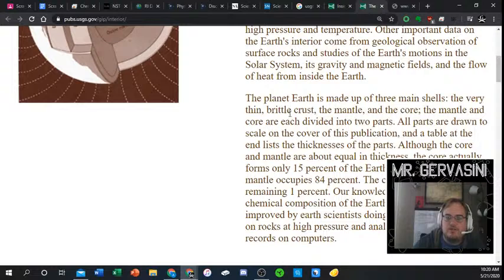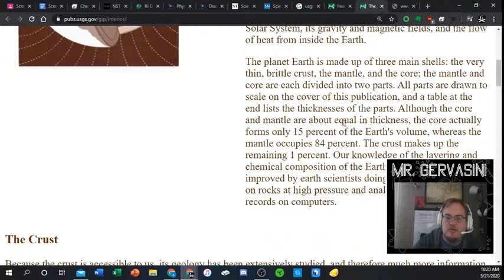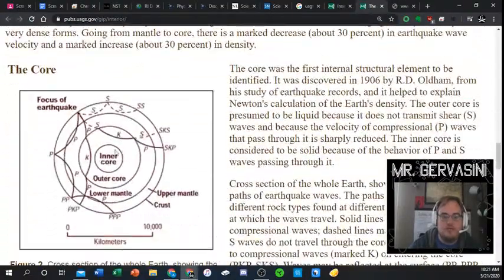3 main shells, very thin, brittle across the mantle and the core. Core and mantle are about equal in thickness. The core actually forms only 15% of the Earth's volume, where the mantle occupies 84%. So the mantle is the thickest layer by far. The crust, the mantle, and the core. The core was the first internal structure element to be identified, discovered in 1906. Help explain Newton's calculation of Earth's density.